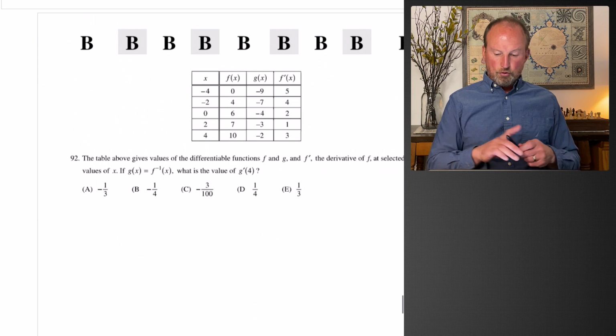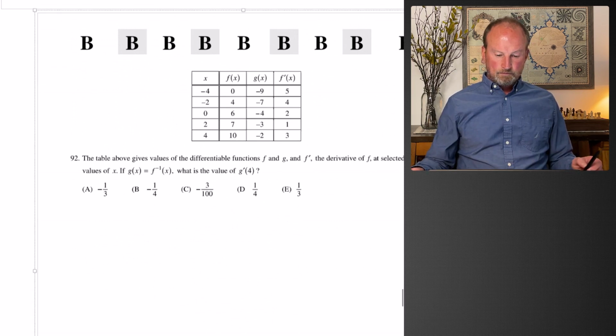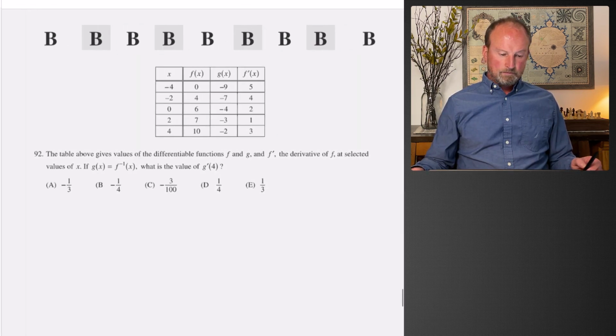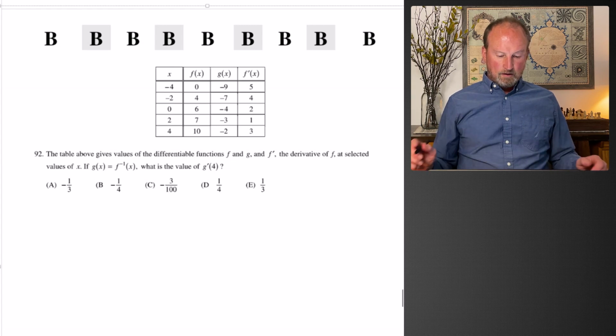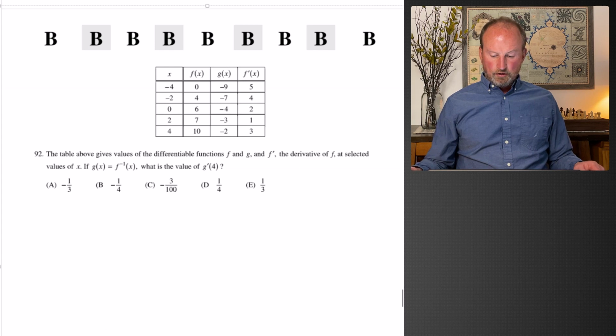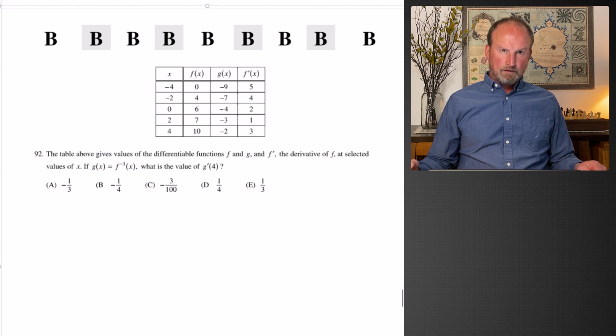Question 92. Table of values is given. F, G, etc. They're all given. All right, let's jump to the chase. G of X is an inverse of F. G of X is the inverse, F to the -1, of F.